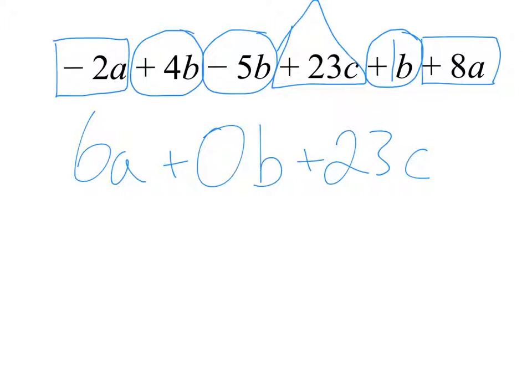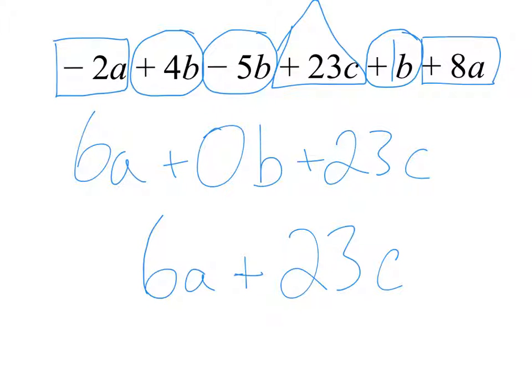So something to think about is, do I really need this here? If I have 0b, well, what's 0 times anything? That's just 0. And then plus 0, well, that doesn't change anything. If I give you 0 more dollars, you're not very happy with me, I guess. So we just have 6a. The middle term goes away. We don't need it there. It's kind of useless. Plus 23c. And there we go. We've combined like terms.